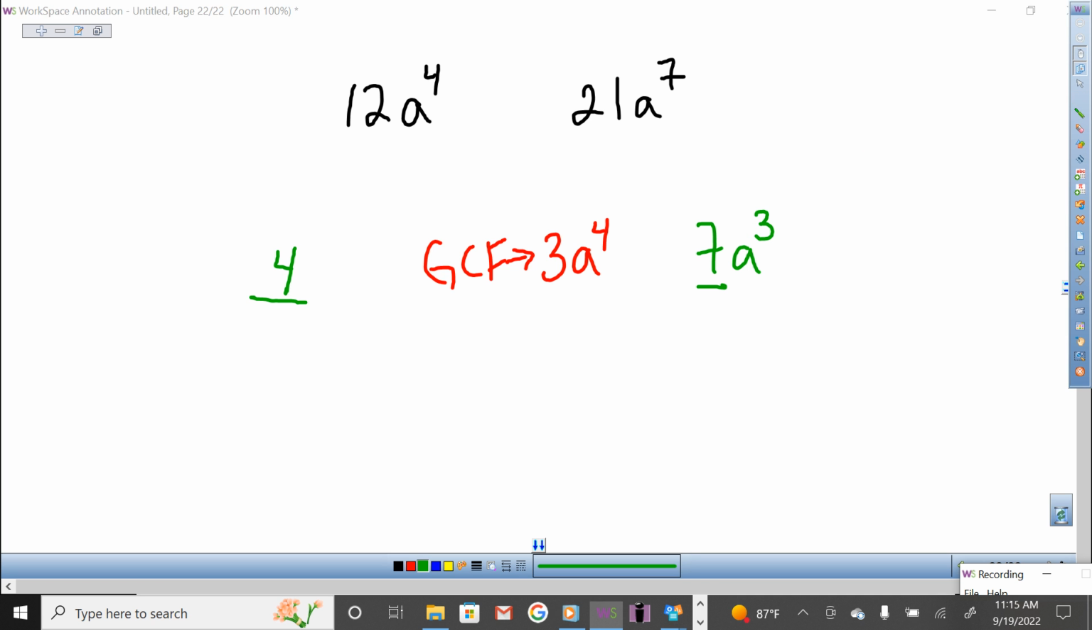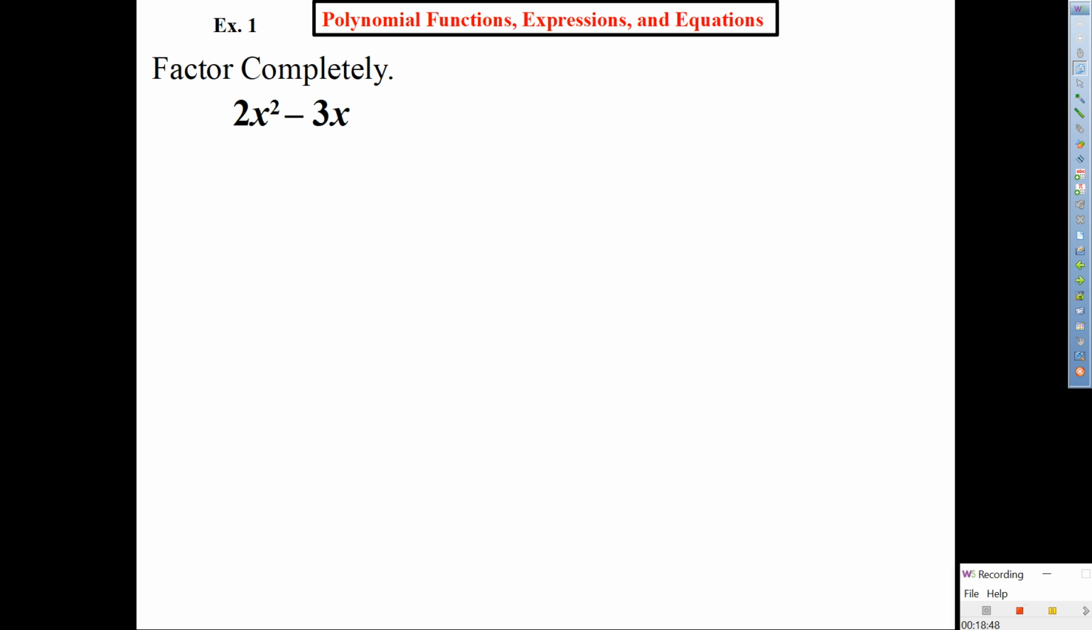Copy this one, example 1. Factor completely. We got 2x squared minus 3x. All right? Just copy it. I'm going to go over this one. Now, if you notice, instead of being apart, I put 2 monomials together. Now it's a binomial, but the process is the same.